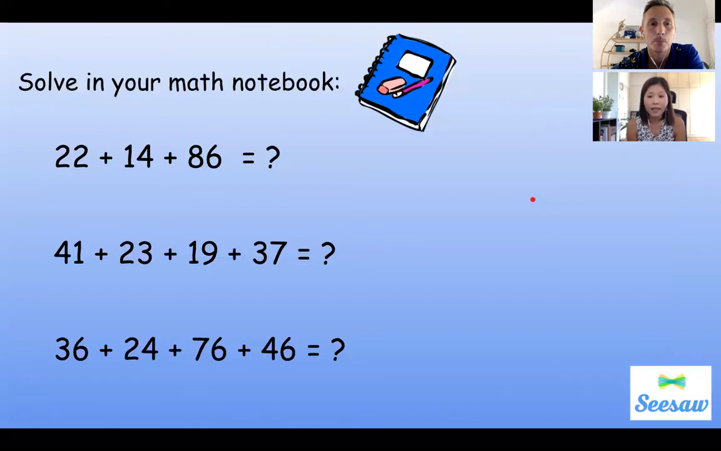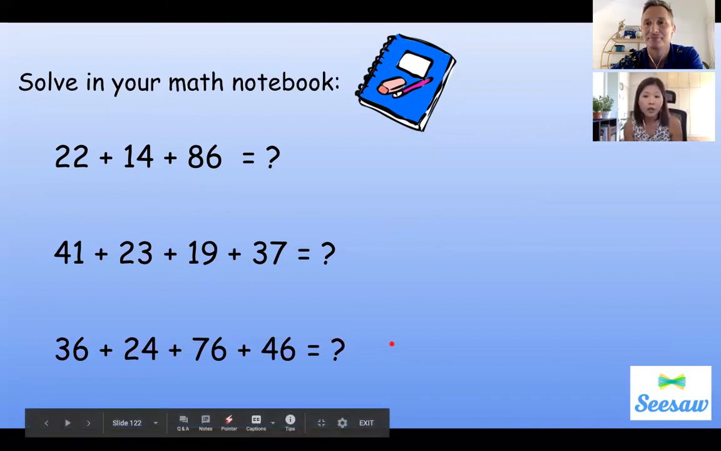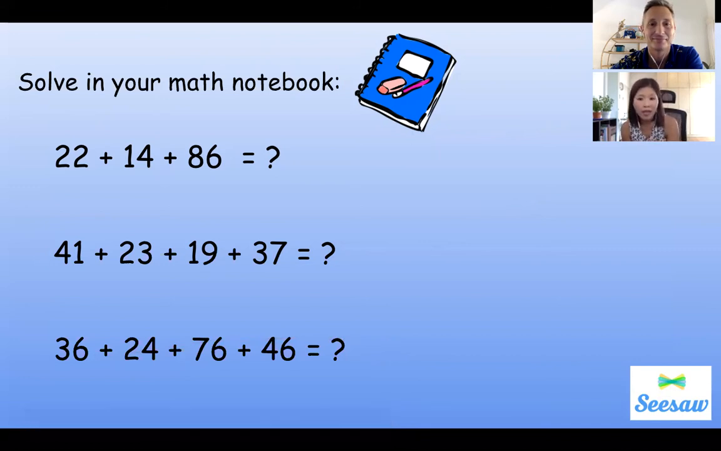So for your Seesaw activity, you have 2 Seesaw activities for you today. The first one is you're going to be solving these 3 addition problems. One is a 3 addend, and then the other 2 are the 4 addends problem. You're going to use that decomposing strategy. You're going to be detectives, and you're going to be spotting for making 10, making 100, or look for doubles. And then you're going to show your thinking on your notebook. Please do it in your notebook and not on Seesaw. It's going to be really hard for you to write all that thinking on Seesaw. So this is your first Seesaw activity.